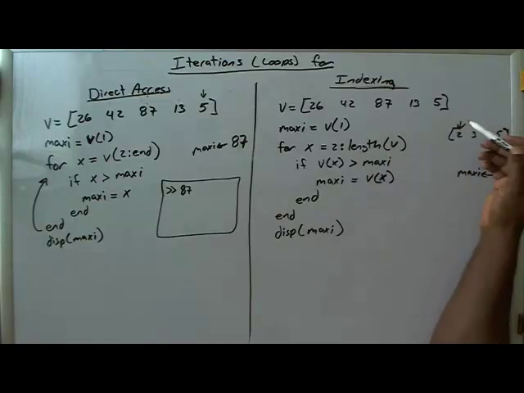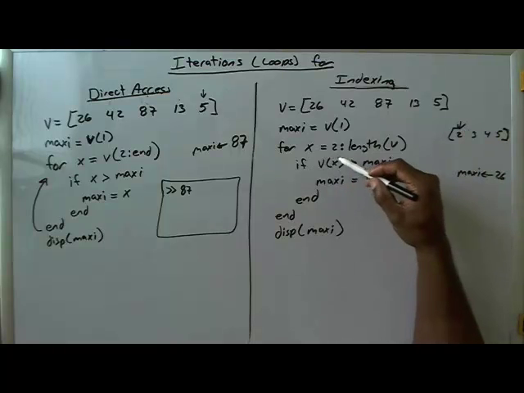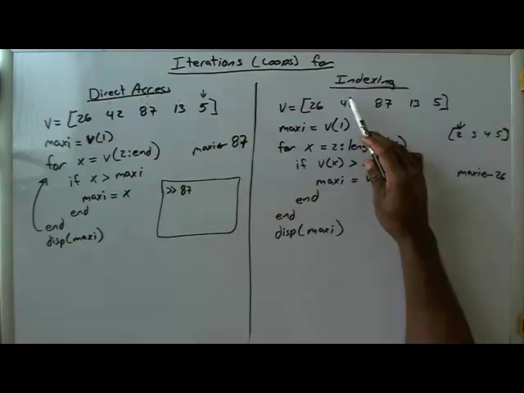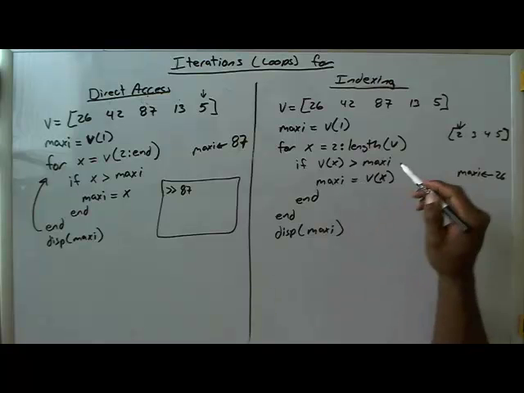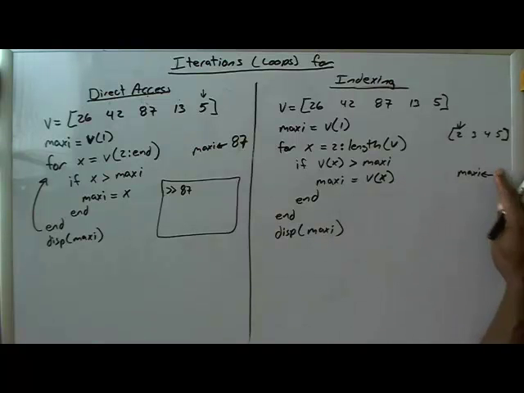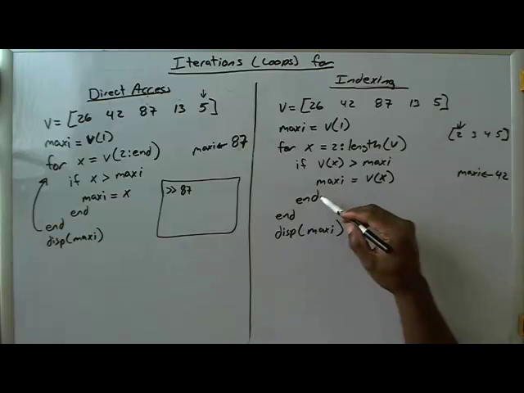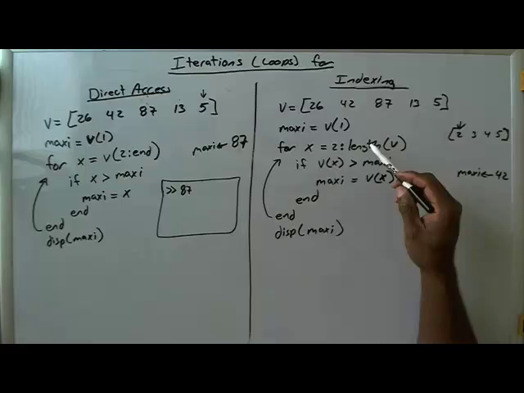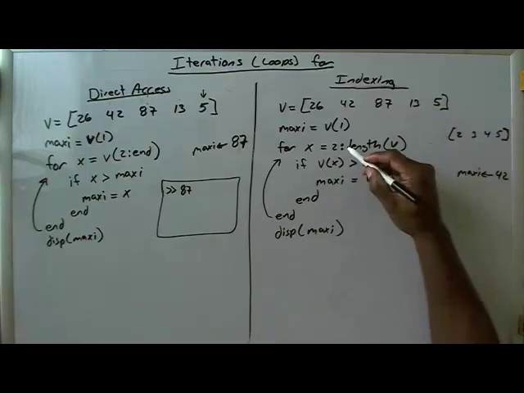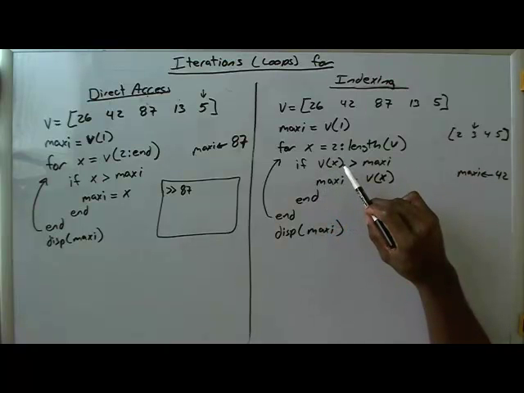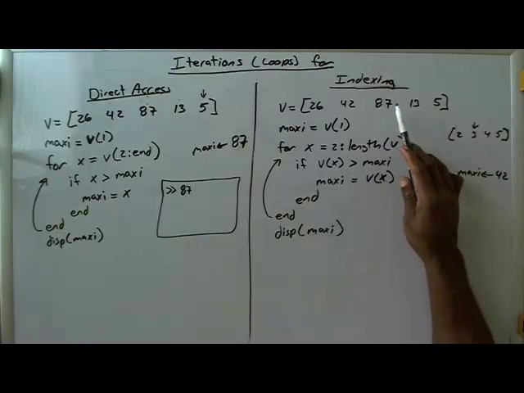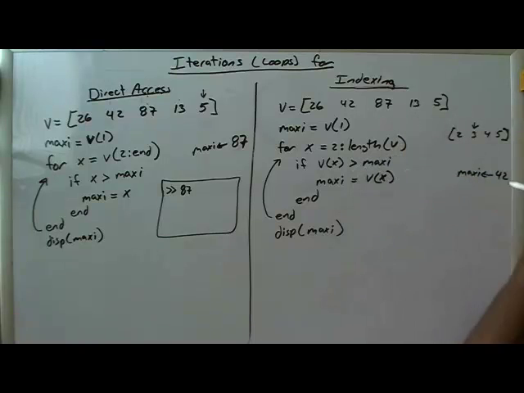And so x equals 2 the first time through. So if v indexed at 2 is greater than maxi, well, is 42 greater than 26? Yes, it is. So maxi now gets the value of v indexed at 2, which is 42. You end that, you go back up to the loop. So now x equals the next value in this vector, which is 3. If v indexed at 3 is greater than maxi, so v indexed at 3 is 87. Is 87 greater than 42? Yes, it is. So now maxi equals v indexed at 3, which is the value 87.